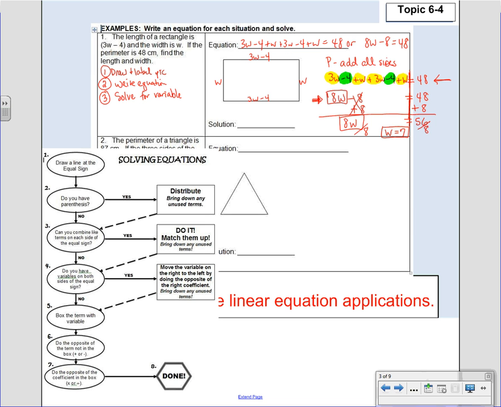The solution is what we actually solved for, or answering the question. So the question is find the length and the width. Well, we know w is equal to 7, so w was our width. The width is 7, but now I need to know what the length is. We now know what w is, so we can go back and plug it in. 3 times 7 minus 4. 3 times 7 is 21 minus 4. 21 minus 4 is 17. So we have now answered the question. That is our solution.